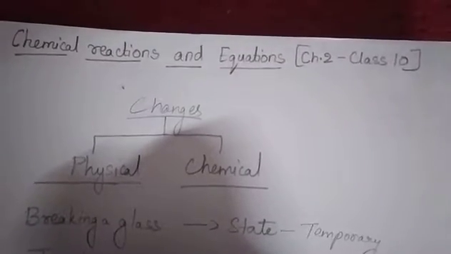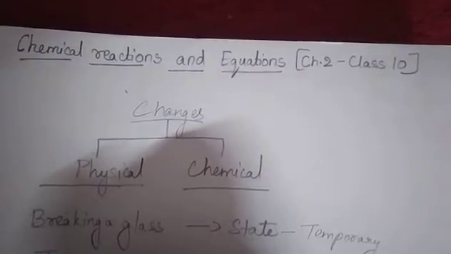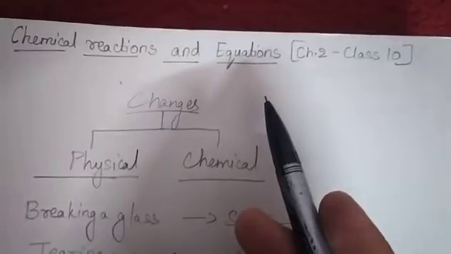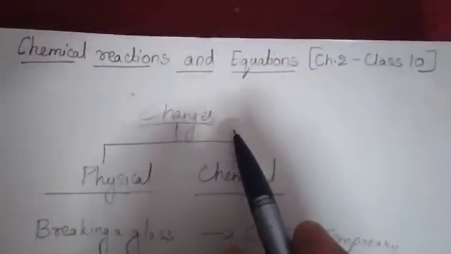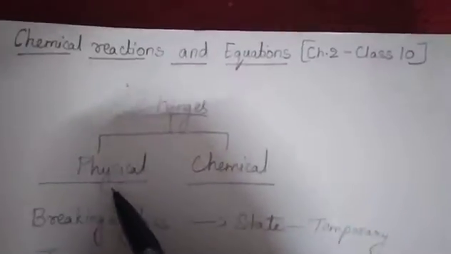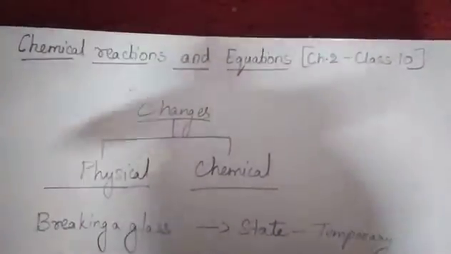Hi, today I am going to explain class 10th physics chapter 2, chemical equations and reactions. Before going into this, we need to understand what changes are. Changes that occur in the universe are classified into two: physical changes and chemical changes. Let us discuss some examples so that you'll understand it more clearly.